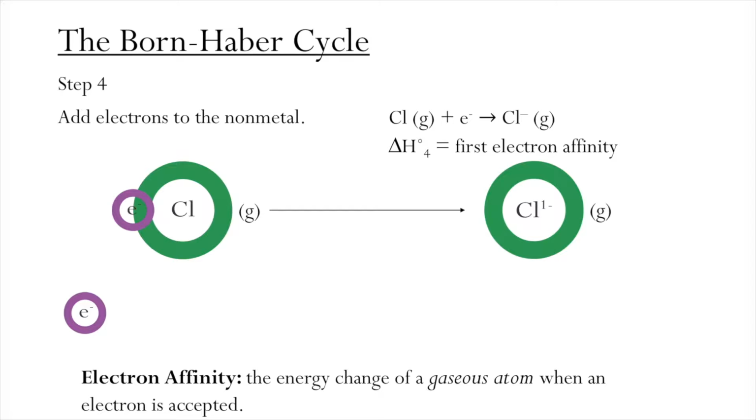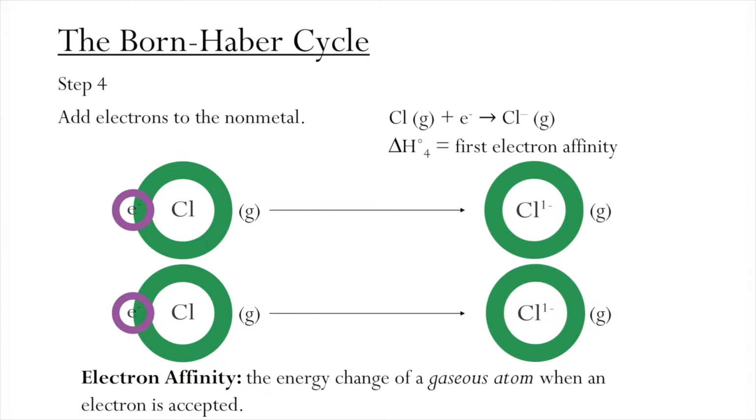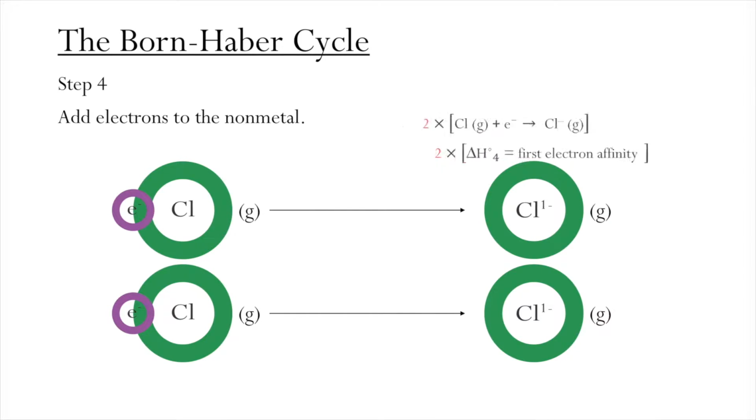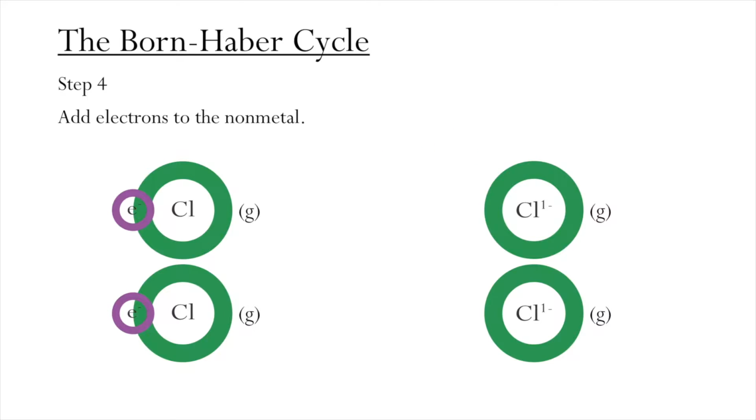Recall that we removed 2 electrons from magnesium, and since the formula for magnesium chloride includes 2 chlorine atoms, the second electron we took from magnesium will add to a second chlorine atom to form another chlorine anion. This means that we need to multiply both the chemical equation and the change in enthalpy for step 4 by 2.